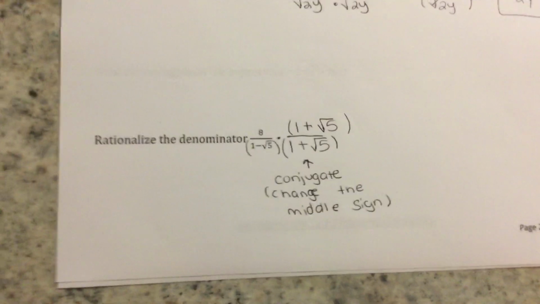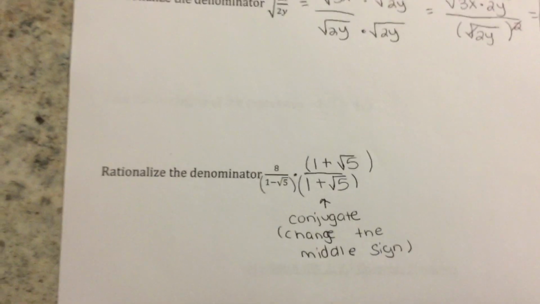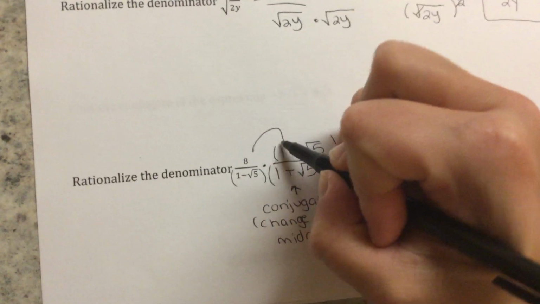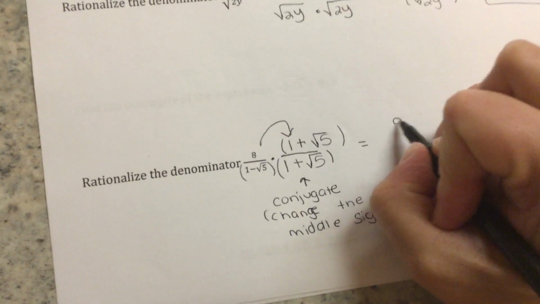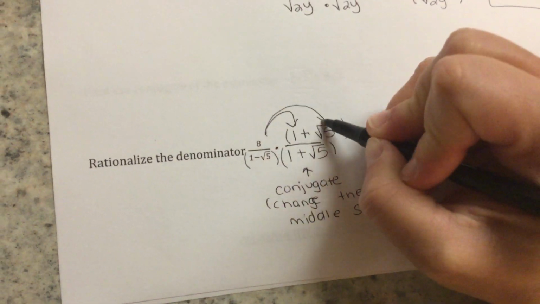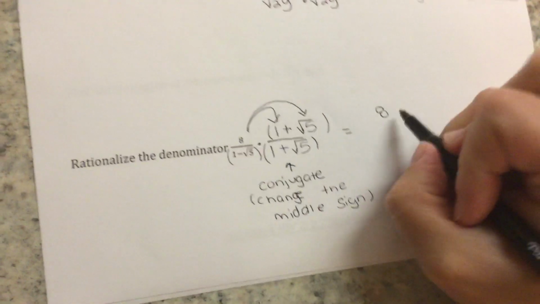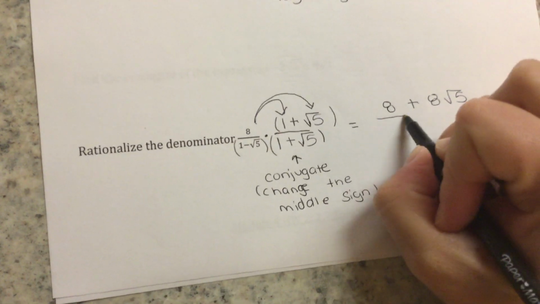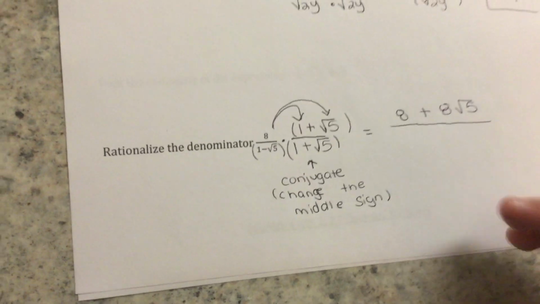All right, so let's see how this works. So I have 8 times 1 plus the square root of 5. So I have to distribute my 8. So 8 times 1 gives me an 8. 8 times the square root of 5, so plus 8 square roots of 5, all over.